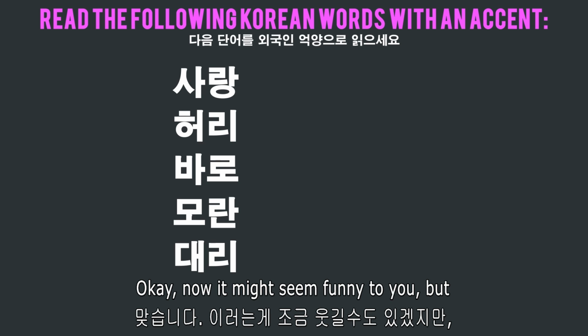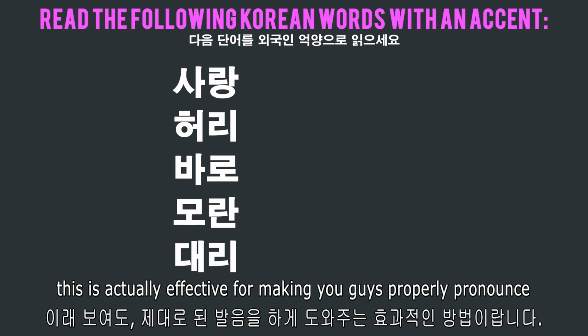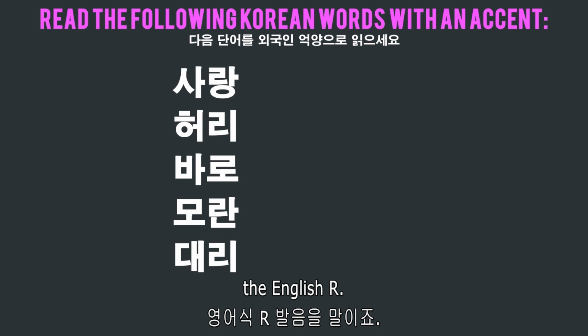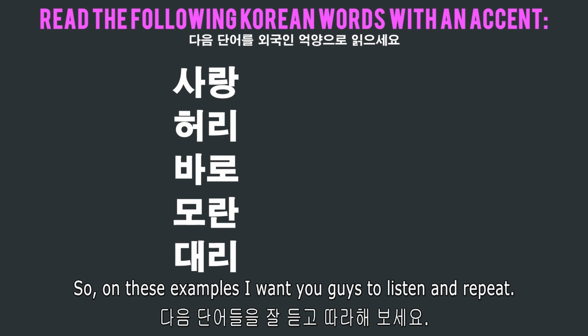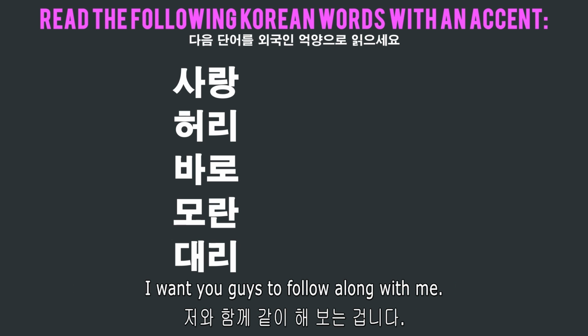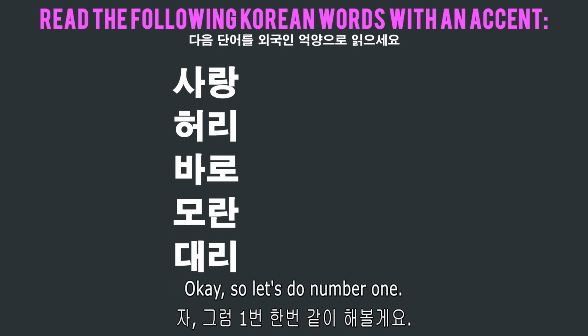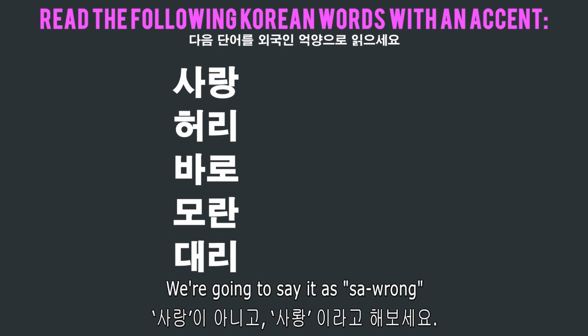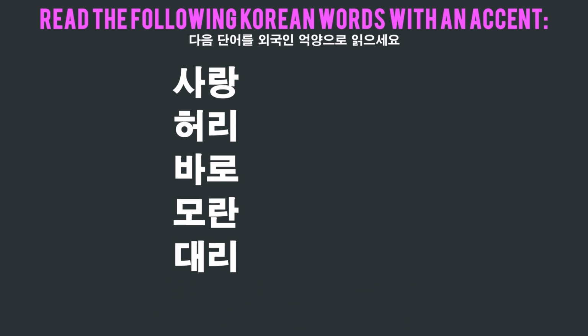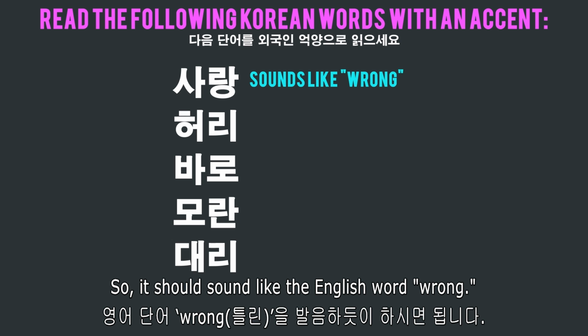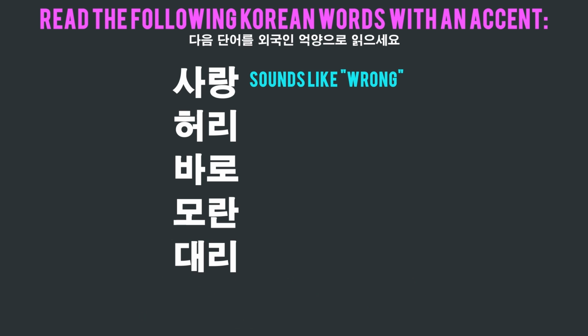Okay? Now it might seem funny to you, but this is actually effective for making you guys properly pronounce the English R. So on these examples, I want you guys to listen and repeat. I want you guys to follow along with me. Okay, so let's do number 1. We're going to say it as 사랑. 사랑. One more time. 사랑. So it should sound like the English word wrong.